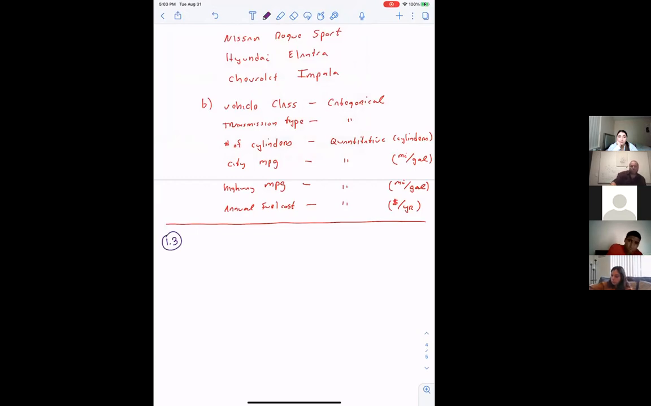Social media preferences for younger audiences. So go ahead and read that. And then let's answer part A.